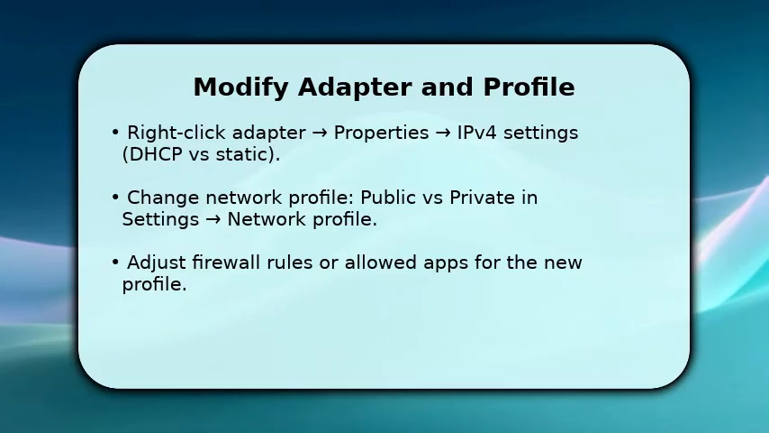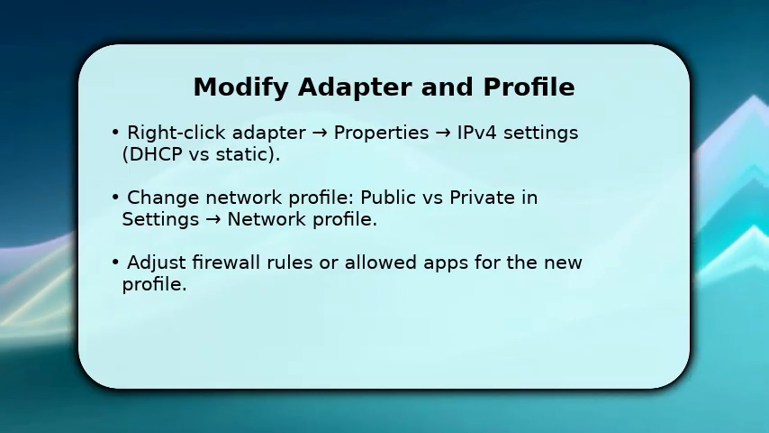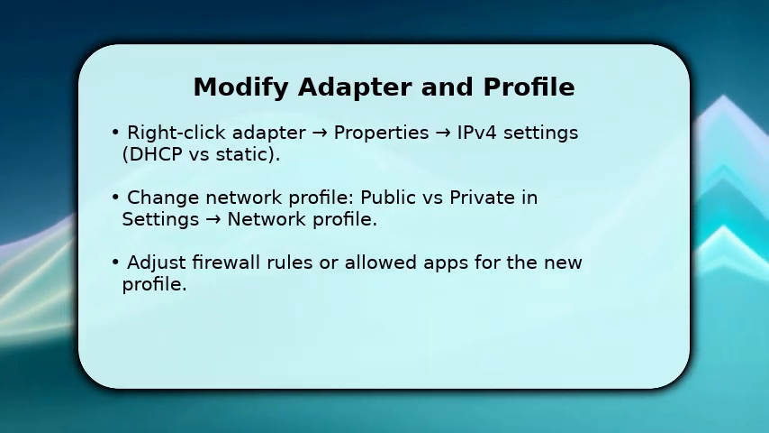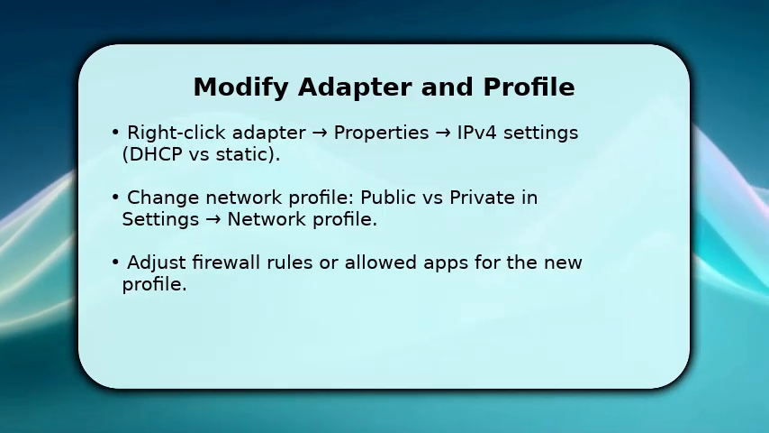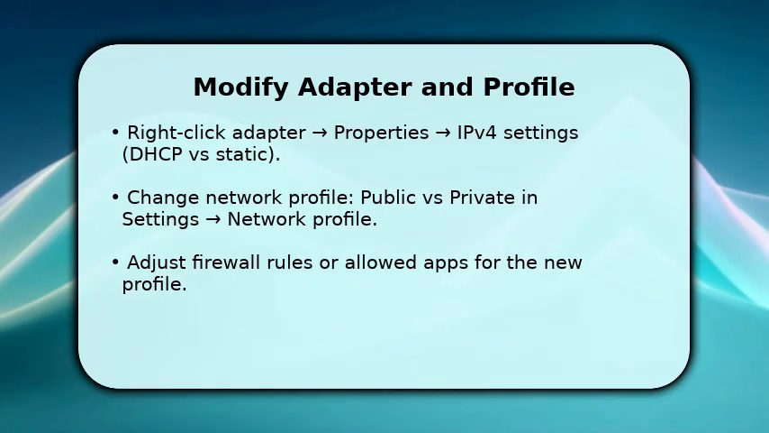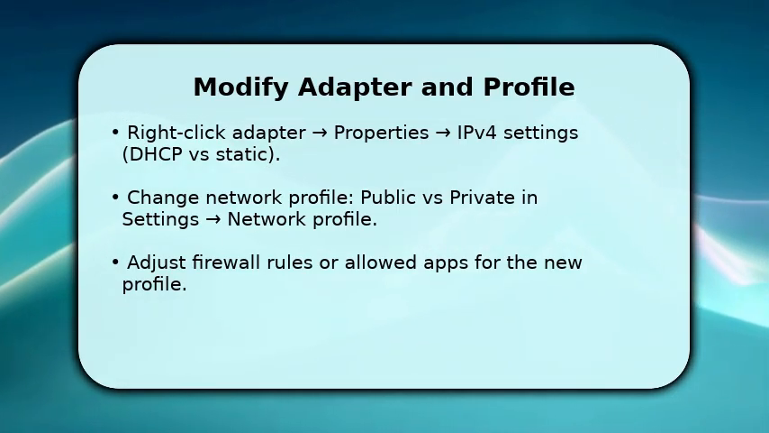You now edit the adapter and profile to change the network type. First, right-click the adapter and open Properties. Configure IPv4 between DHCP or a static address when required, because addressing affects reachability. Then set the network profile to private or public in the Network Profile section so sharing and discovery behave correctly.